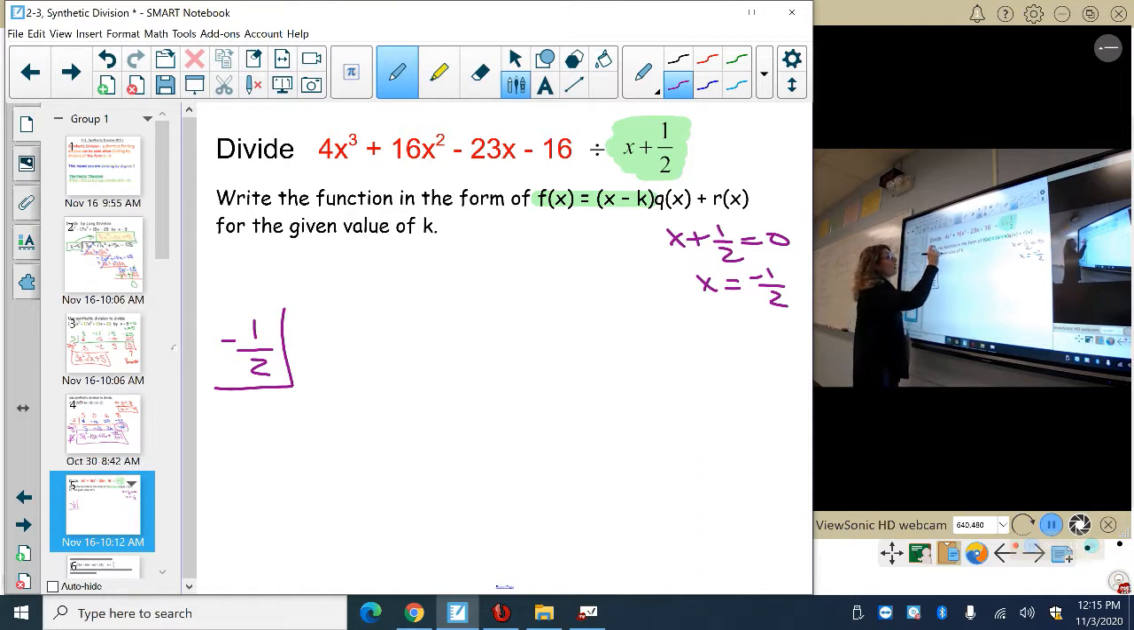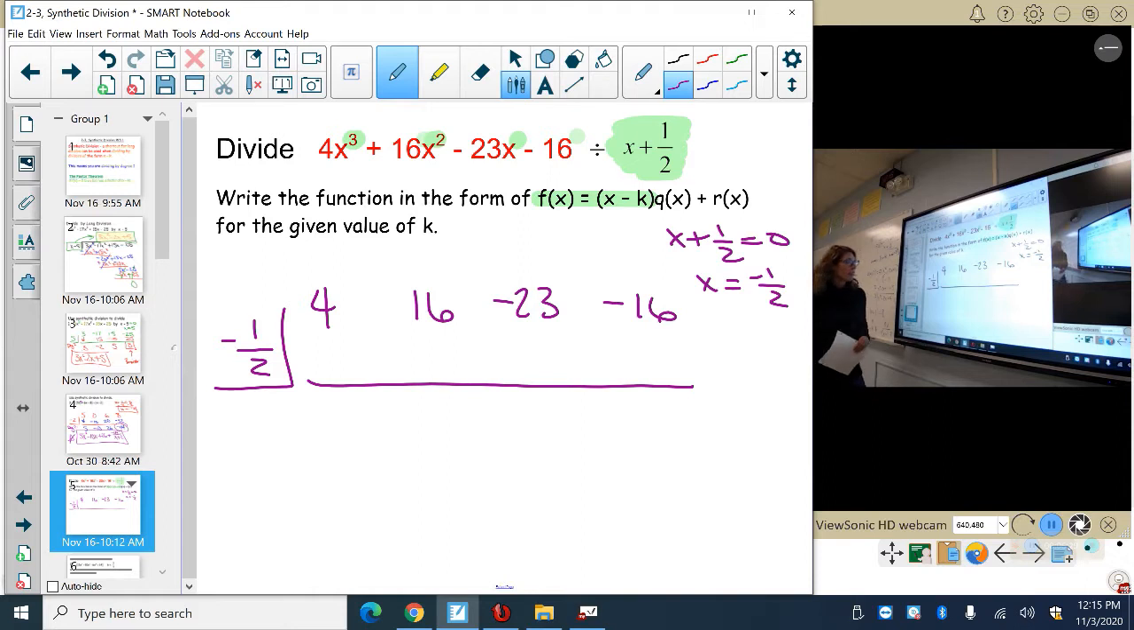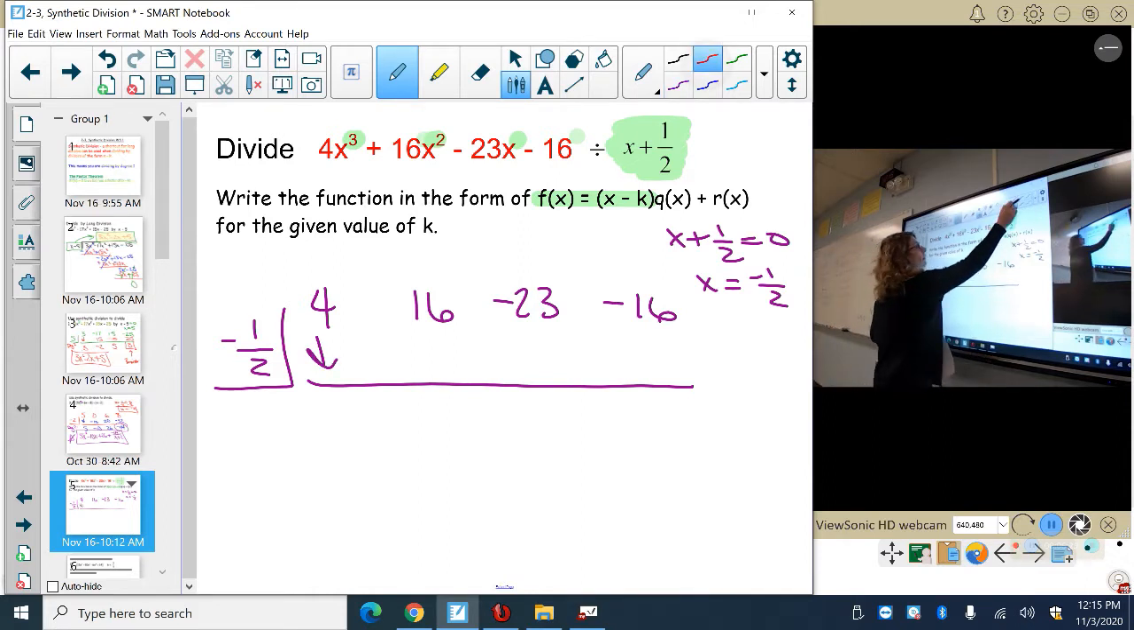Now, we're going to look for missing powers. 3, 2, 1, 0. We're not missing anything, so I can go straight to bringing those down. 4, 16, negative 23, negative 16. Leave some space. Drop down the 4.